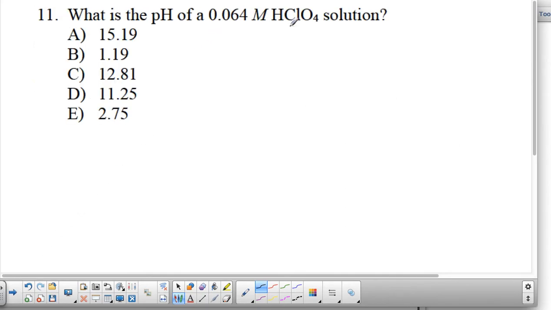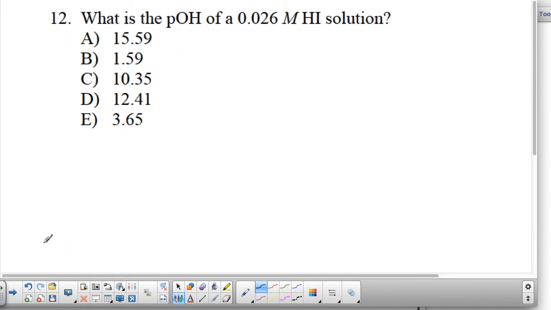Number 11. This is a strong acid. In fact, I could ditch the heartbreaker now that you know that. I have H+. So all I have to do is take the negative log of that to find pH. So in number 11, the negative log of 0.064 is going to be 1.19. Okay? 2 digits on the pH because it has 2 significant figures. When you take the log of it, it's decimal places.